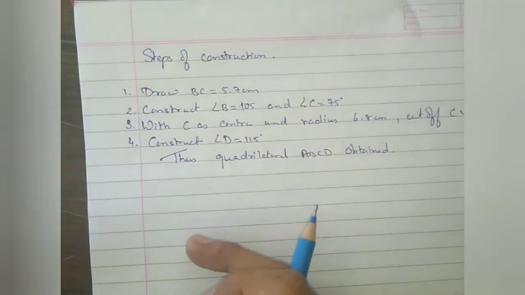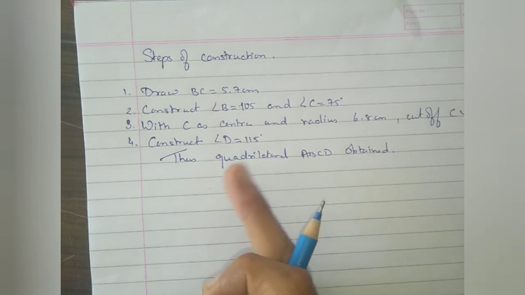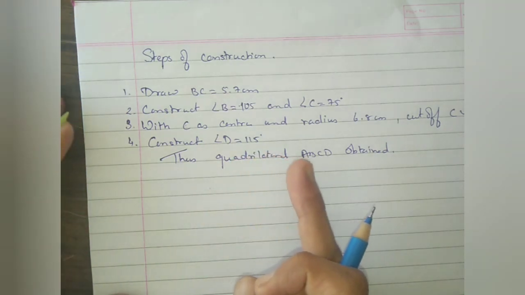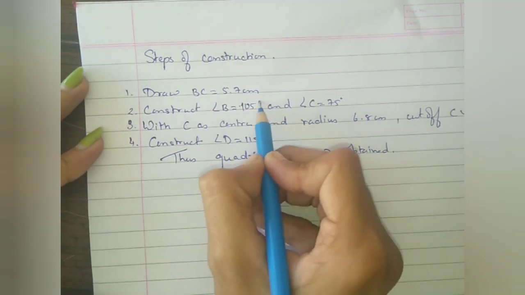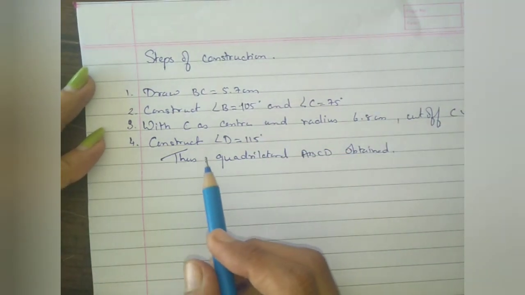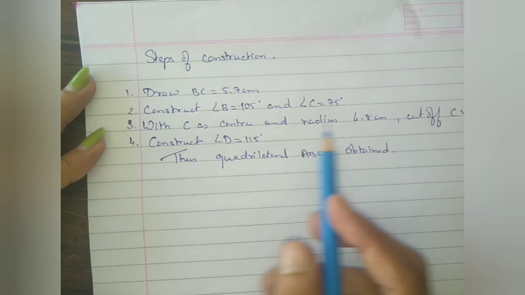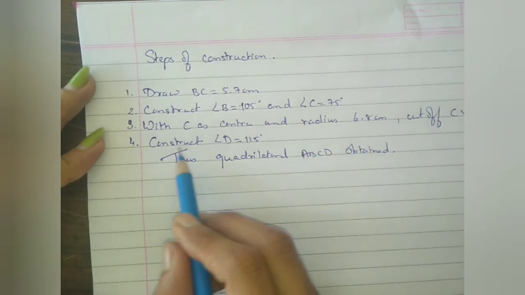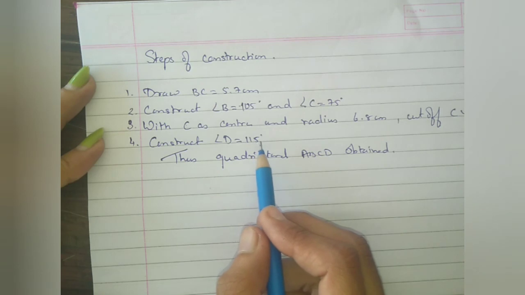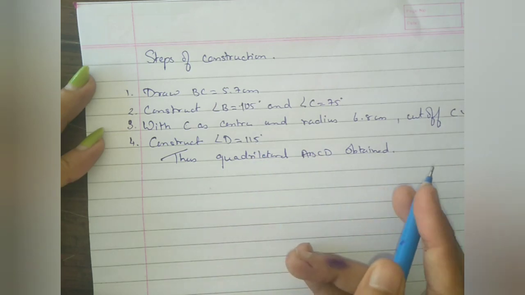Steps: draw BC equal to 5.7 centimeter, construct angle B equal to 105 degree and angle C equal to 75 degree. With C as center and radius 6.8 centimeter, cut off CY at D. Construct angle D equal to 115 degree. Thus the quadrilateral ABCD obtained.